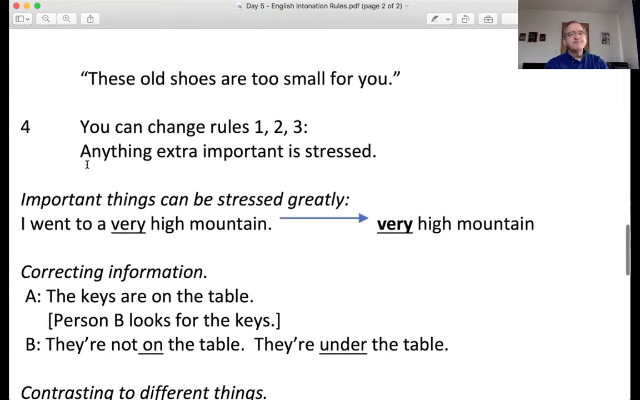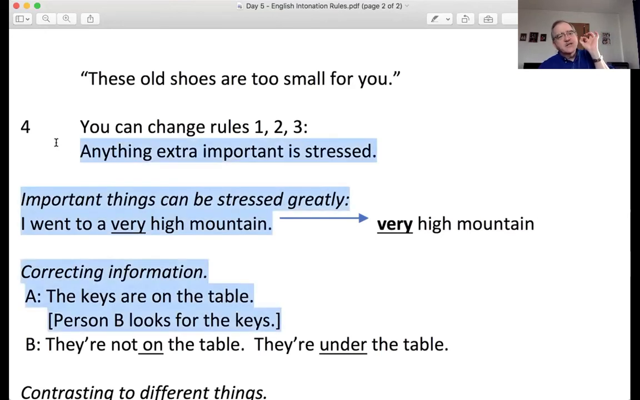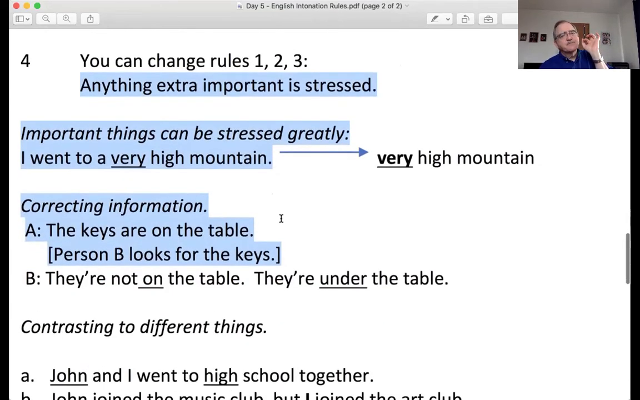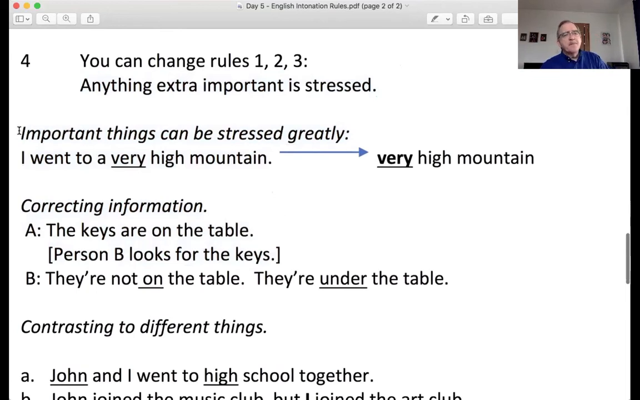Rule four is very strange. Rule four says you can change rules one, two, and three if you want. Anything that is extra important can be stressed. Let me give you some examples. Important things can be stressed greatly.